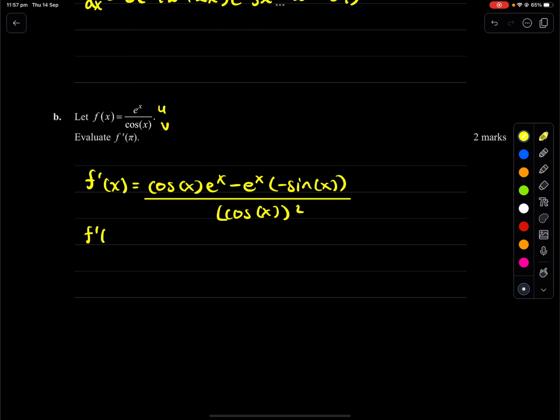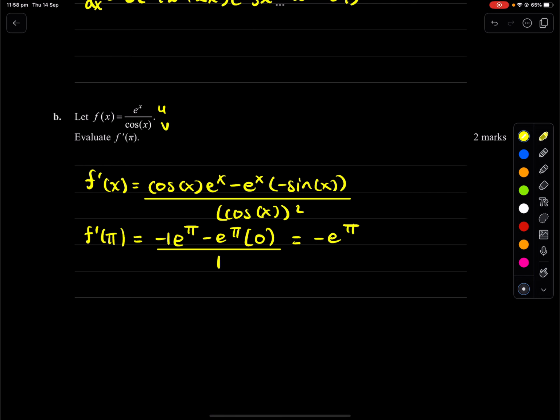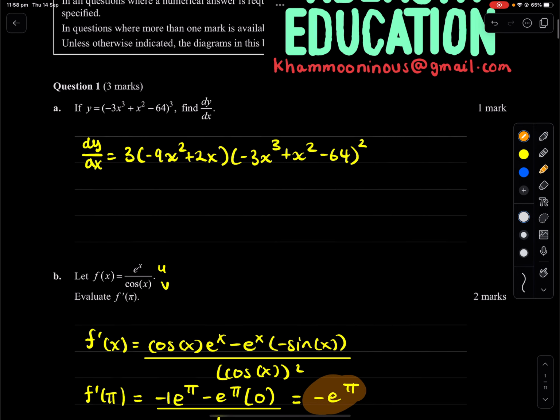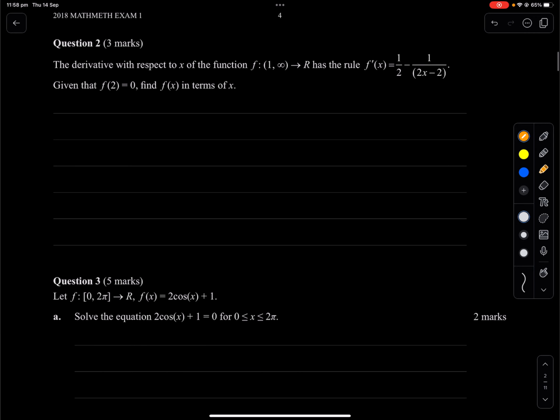And what's f'(pi)? So what? Okay, cos pi is negative 1. e^pi, negative e^pi, negative sine. Well, sine pi is what? It is just 0, all over, and we know that cos pi is negative 1, squared is just 1. So overall, this is negative e^pi. So yeah, that's your answer for this one. And this one is this. Perfect. Let's move on. Question 2.